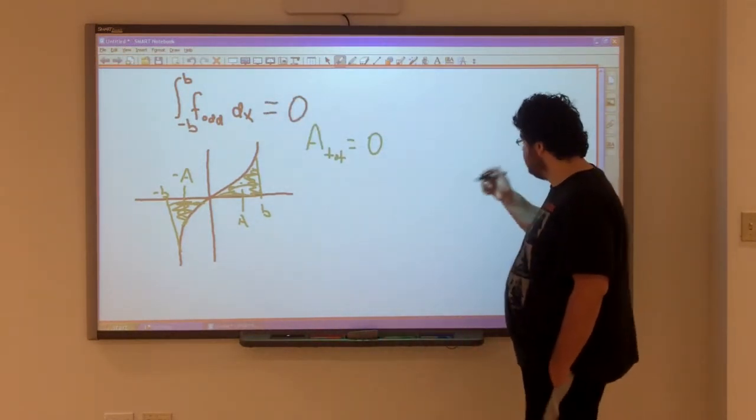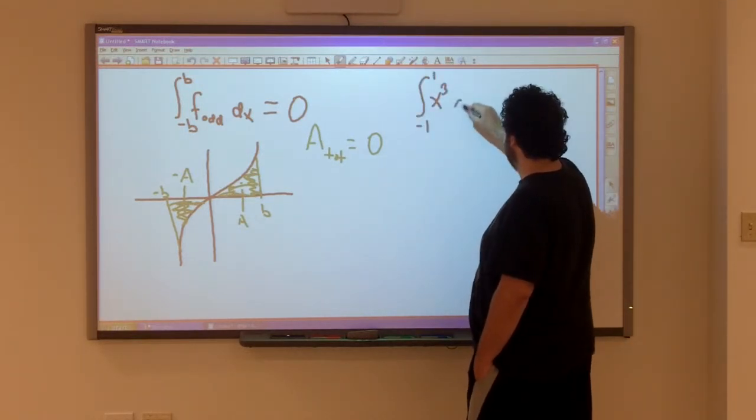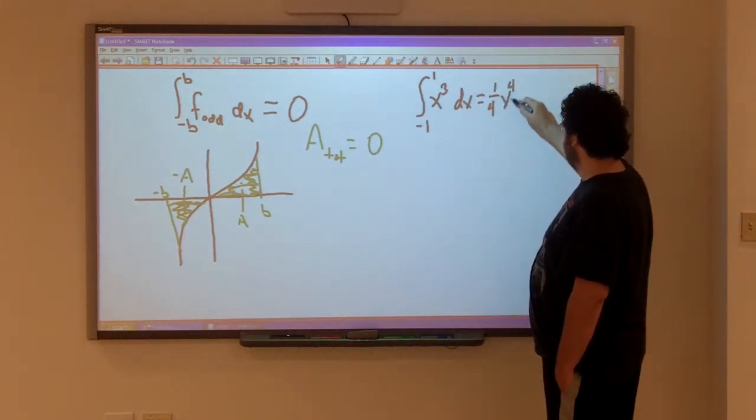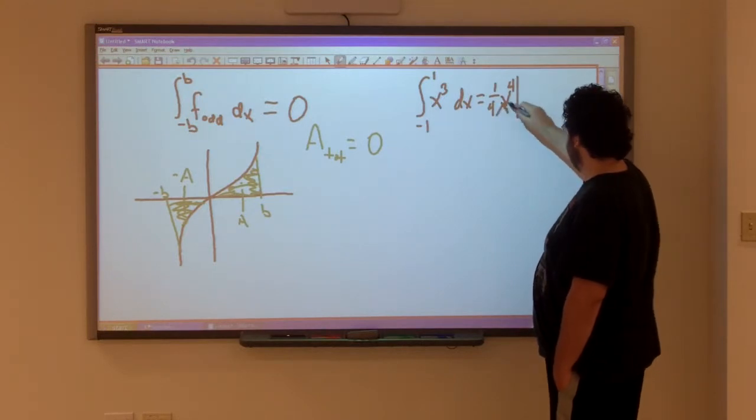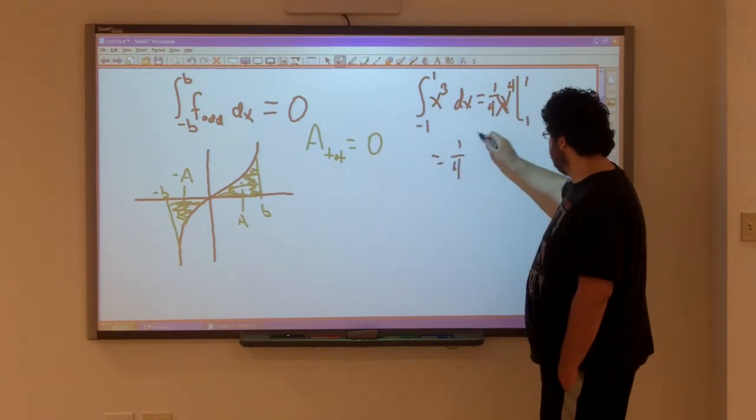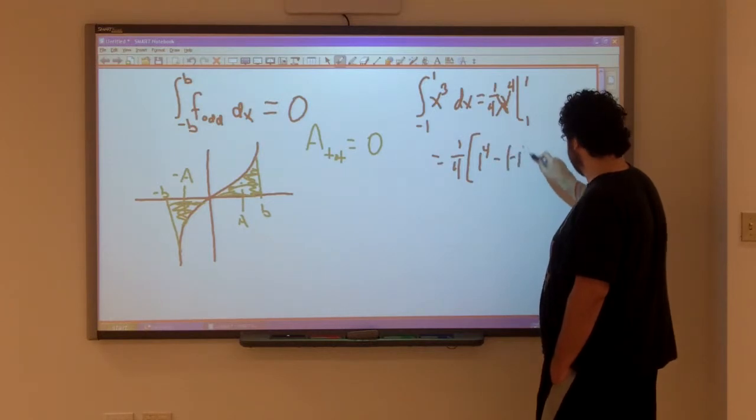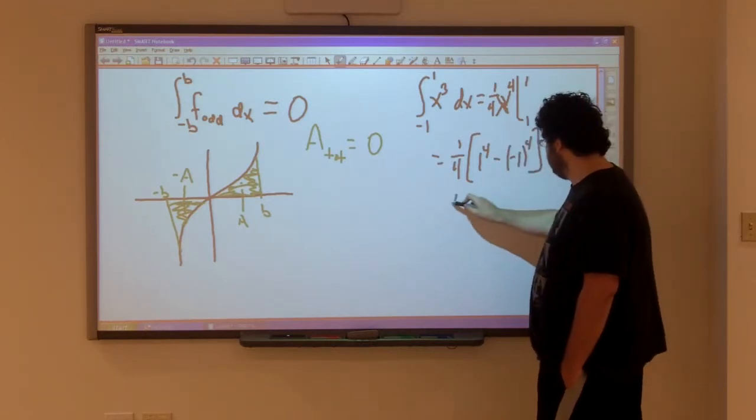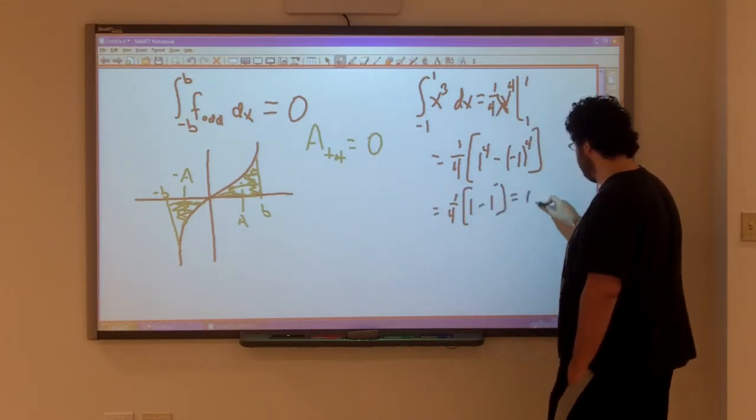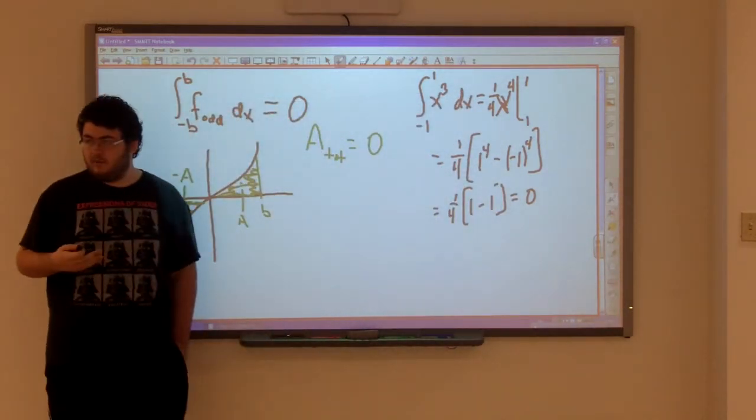Let's see an example of this, to see if it's true. Let's integrate negative 1 to 1 of x cubed dx. Well, that's 1/4 x to the 4th from negative 1 to 1. So that's 1/4 times 1 to the 4th minus 1 to the 4th. Well, that's 1/4 times 1 minus 1, which is 0. So we see that these symmetries can really simplify our lives when we go to do these problems.